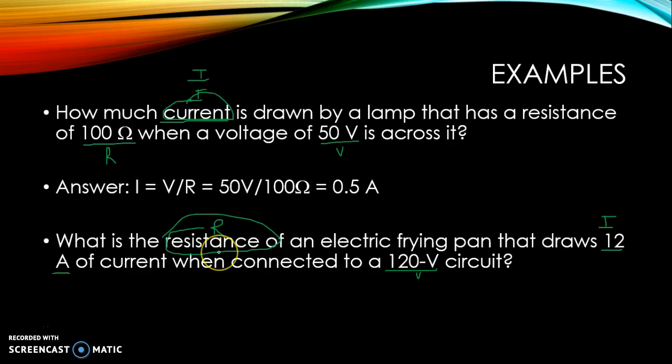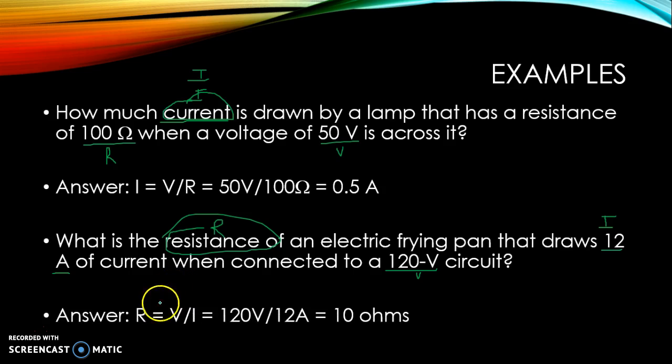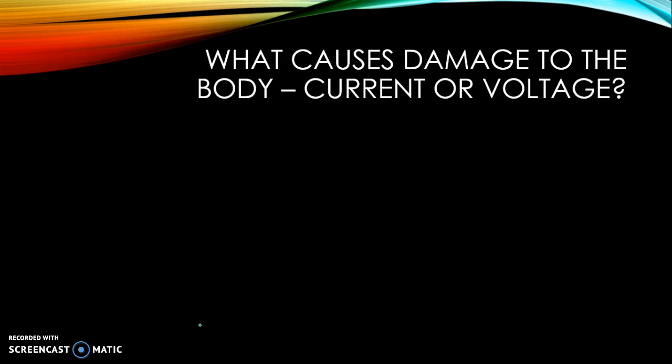Okay, if we're looking for R, all we've got to do is get R by itself. So we're going to rearrange the equation. R is equal to V over I. So we put 120 volts over 12 amps and we get 10 ohms. All right, we'll do some more practice with this in class.